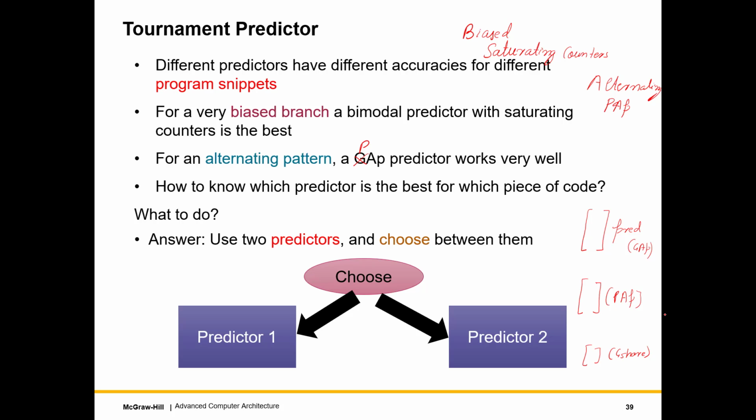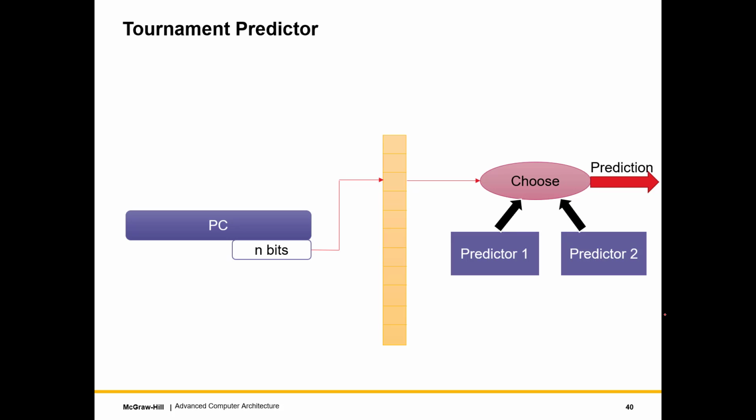So what we need is that for a given code region, which means for a given PC, we need to choose which predictor to use, right? So we'll have multiple predictors and choose one of them. We define a tournament predictor, where given the PC, we extract n bits. We have a choice array. In the choice array, again we have a saturating counter. The saturating counter essentially tells us which predictor to use. If it is 0, we use this predictor. If it's 1, we use this predictor. Based on the predictor to use, we use its prediction, and that's the final prediction.